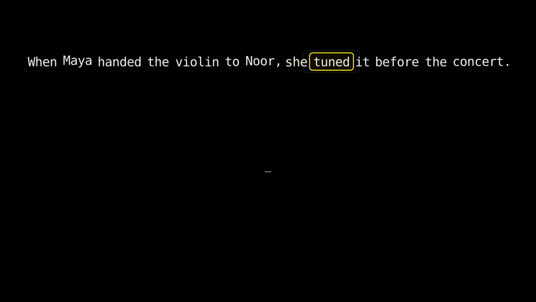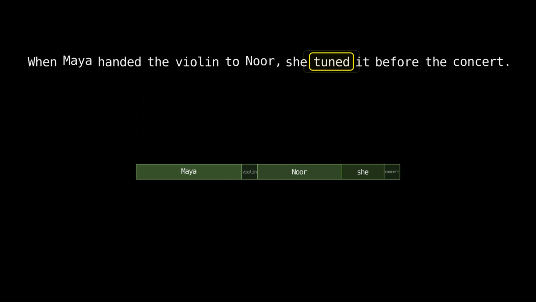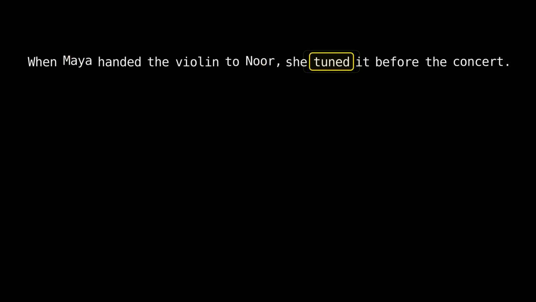Focus on the word tuned. It sits inside several relationships at once. She tells us who performs the action. Violin is the object being discussed. Noor and Maya help establish the earlier event and the likely reference of she.